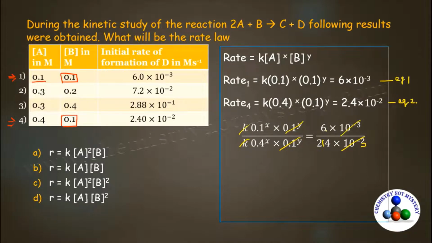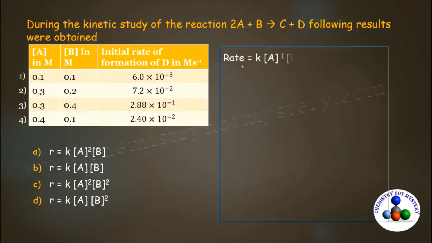And you can divide this value. And here, this decimal point can get cancelled out with this decimal point. So here you will get 1 over 4 whole raised to the power x is equal to 1 by 4. So from here, you can calculate the value of x. So here, x will be equal to 1. So you will get the rate law. Rate will be equal to rate constant multiplied by A raised to the power 1, because we have just calculated the value of x, that is equal to 1.